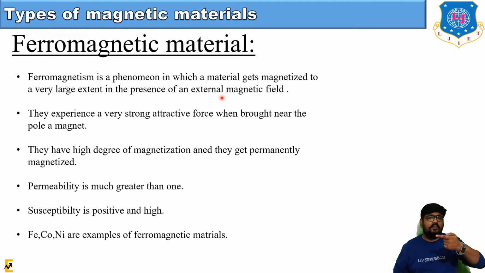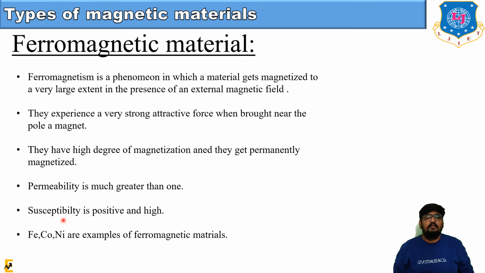What we do is take a ferromagnetic rod, wind a coil around it, and pass a current through the coil. What happens inside the coil? A magnetic field will be produced. Because of the effect of the magnetic field, the ferromagnetic material will get converted into a magnet. They experience a very strong attractive force when brought near the pole of a magnet. They have a high degree of magnetization and they get permanently magnetized.